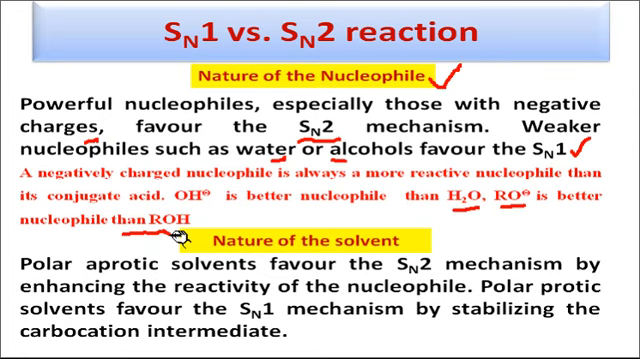Next factor is the nature of the solvent. Polar aprotic solvents favor the SN2 mechanism by enhancing the reactivity of the nucleophile, while polar protic solvents favor the SN1 mechanism by stabilizing the carbocation intermediate. So all the solvents which favor the formation and stability of the carbocation intermediate will favor the SN1 mechanism, while those solvents which enhance the reactivity of the nucleophile will always favor the SN2 mechanism.